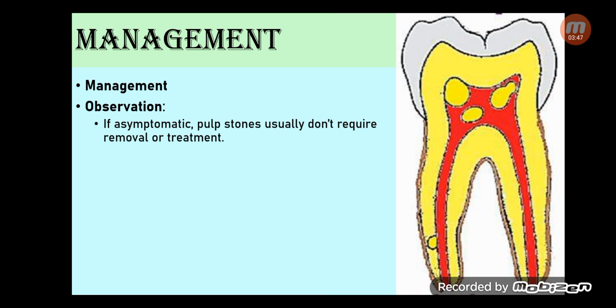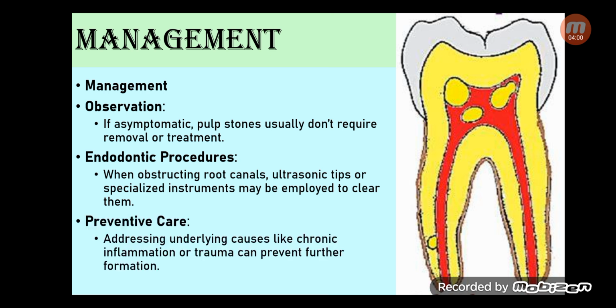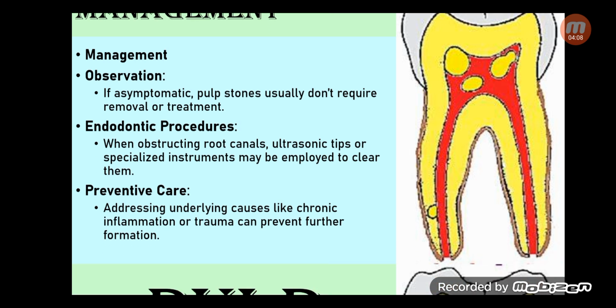Management includes observation. If asymptomatic, pulp stones usually do not require any removal or treatment. But if we are doing endodontic procedure and they are obstructing the root canal, then ultrasonic tips or specialized instruments may be employed to clear them. Then we can also do some preventive care, that is, addressing underlying cause like chronic inflammation or trauma can prevent further formation.